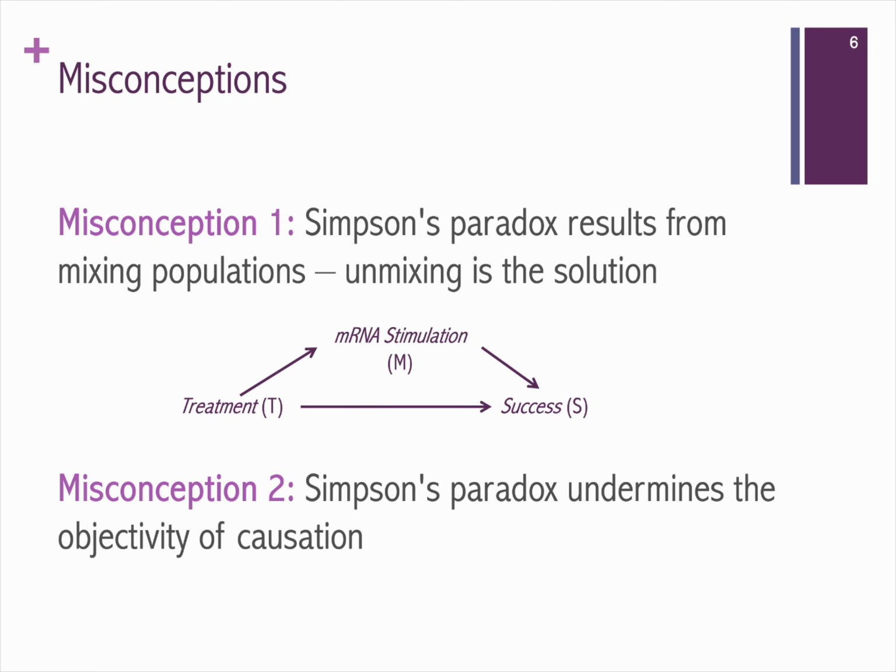Second, there's a persistent belief that Simpson's paradox undermines the objectivity of causation by making causal relationships sensitive to the variables one conditions on. Now, it's true that in our initial example, the effect size differs when one conditions on gender being male or female, but this is because the effect is in fact different in the male and female populations. The different effects do not reflect subjectivity, but rather that one is measuring effects in causally different subpopulations.